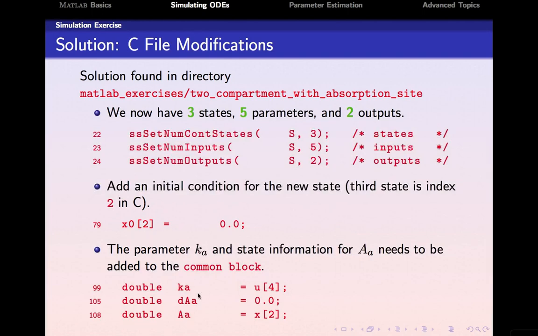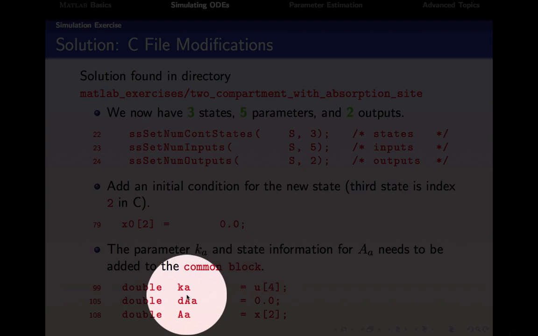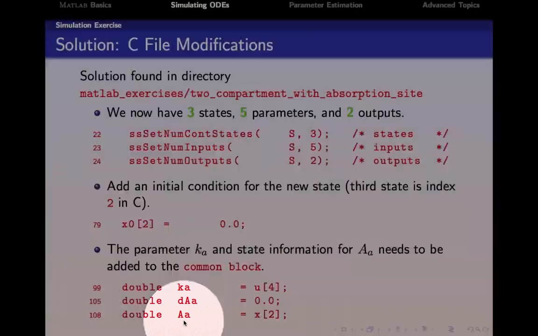Then in our common block, we need to add a mapping for the 5th input to Ka. We also need to create a temporary variable to hold the differential equation, and we also need to create a temporary variable to hold this extra state, the third state that we've created.